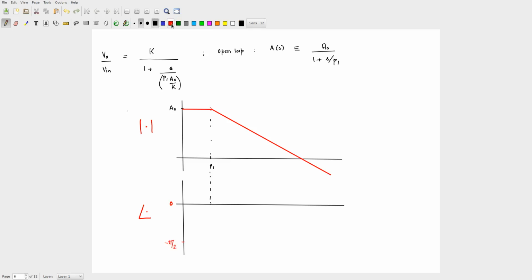So how will it look? What about the situation at the corner frequency? Minus pi by 4. Okay. So it will basically be something like this. Go here and then be like that. Okay. This is for, so I am going to keep a key here. That guy is for open loop. All right. Now help me draw the closed loop case.